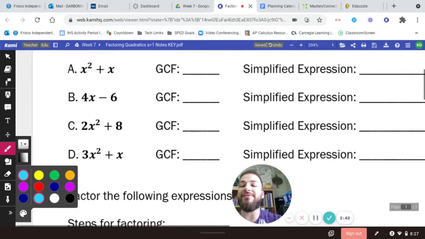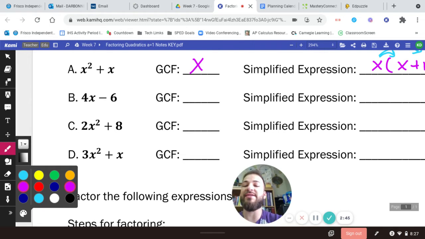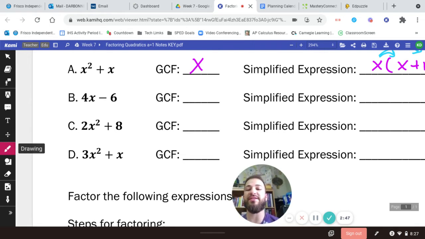So we have 4x minus 6. They don't both have x's, so I don't think x is going to be a part of our GCF. They are both even numbers, 4 and 6. So if they're even, that means they're both divisible by 2. Now they're both divisible by 2. Let's try to keep going because we want the greatest common factor. So if I could pull out a number larger than 2, that would be awesome. So are they both divisible by 3? No, 4 is not divisible by 3, but 6 is.